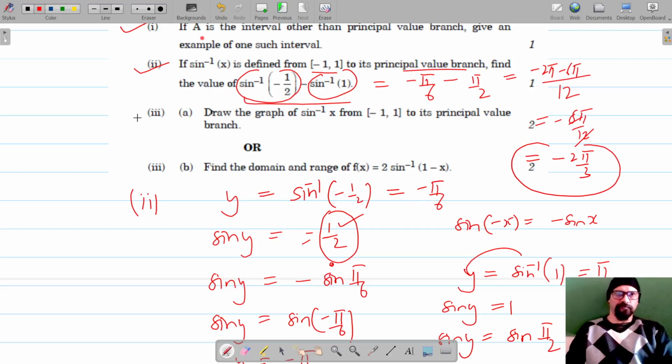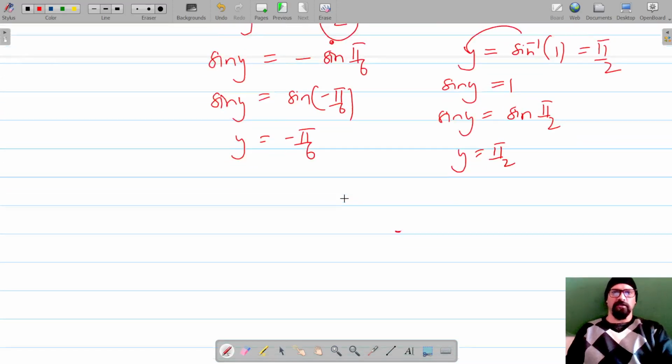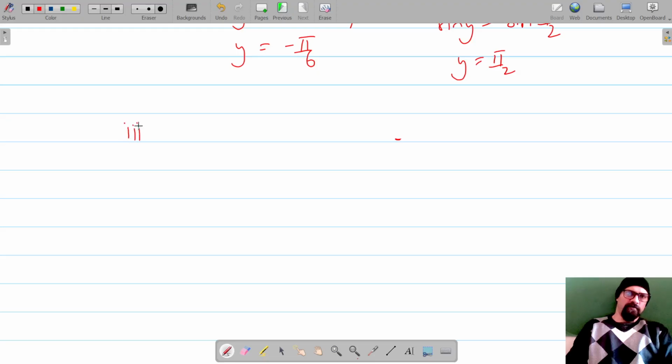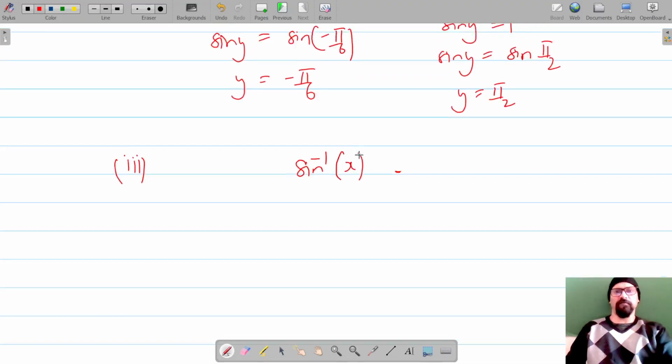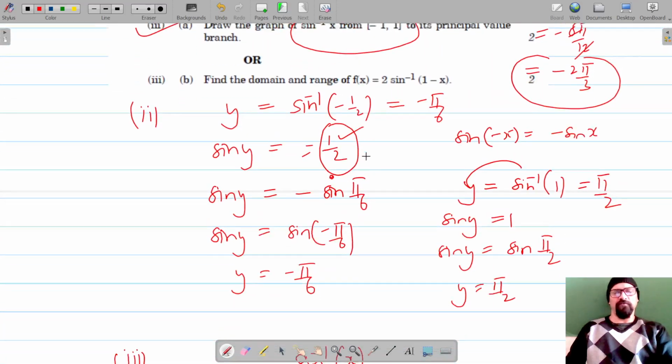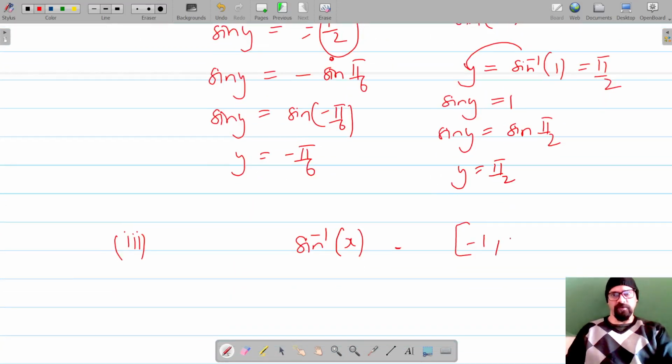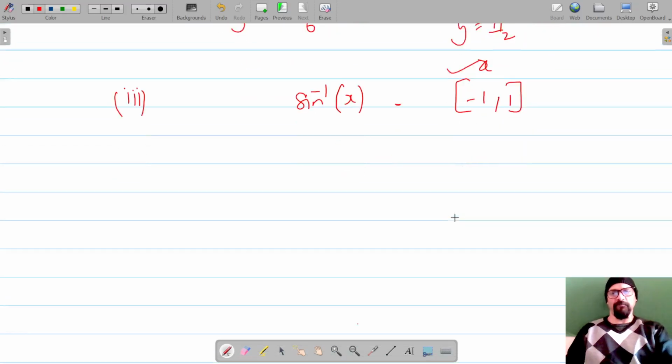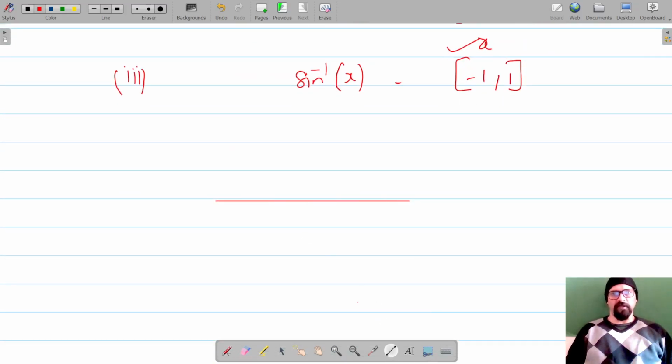Okay, moving on to the third part, we have to draw the graph of sine inverse x from -1 to 1 with its principal value branch. So for question number three, we have to draw the graph of sine inverse x. From -1 to 1, this is the domain. So let's draw our x-axis, and we have a y-axis. Now in this case, on the x-axis, it's the domain.